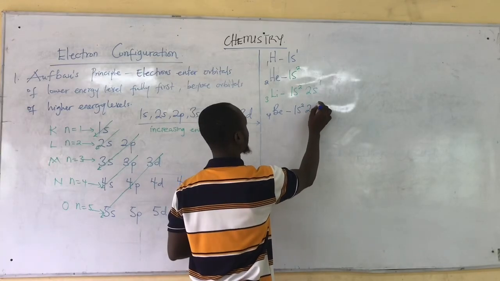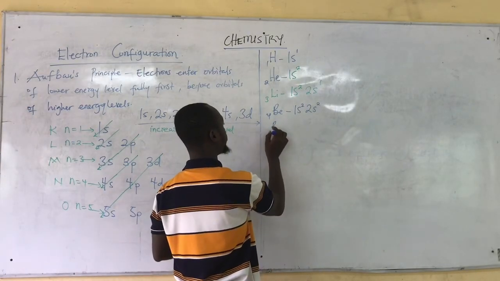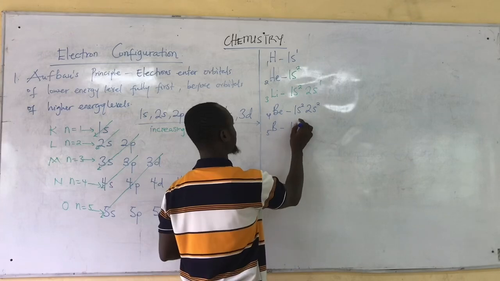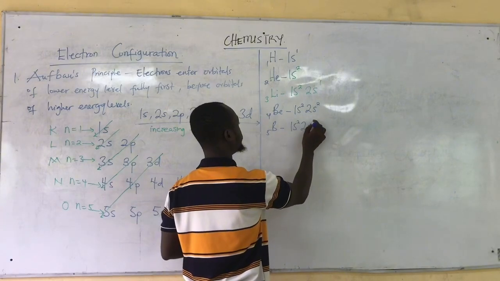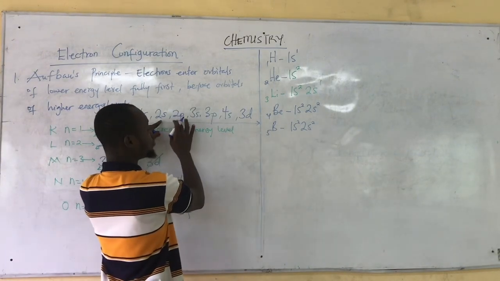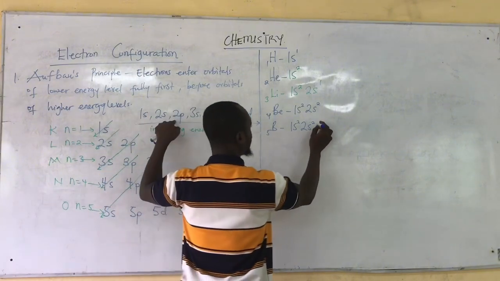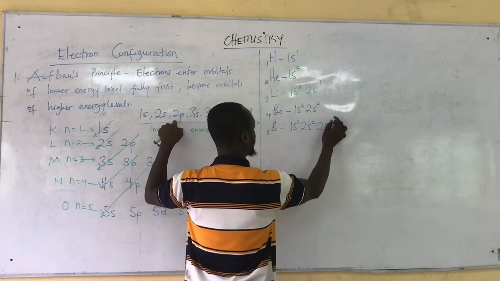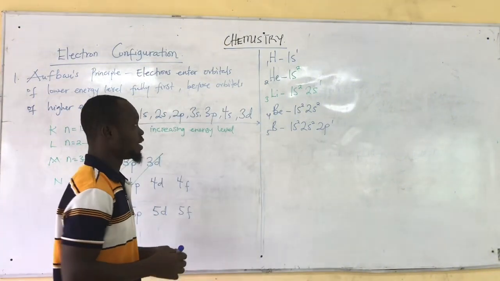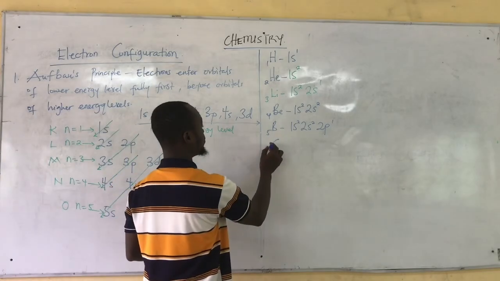And then 2s2. Boron becomes 1s2, 2s2. You are done filling the 2s, then go on to the next orbital, that is the 2p. And then 2p with only one electron left, so 2p1. Is that okay? Now the next element is carbon.